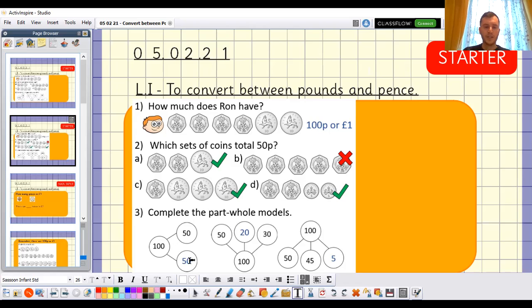And the part-whole models here, 50 plus 50 is equal to 100. 50 plus 30 plus 20 is equal to 100. And 50 plus 45 plus 5 is equal to 100.